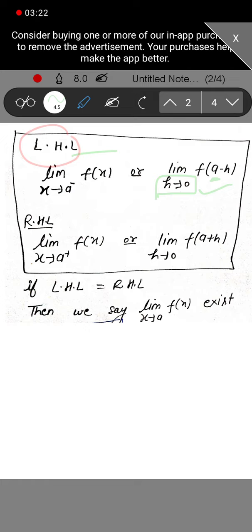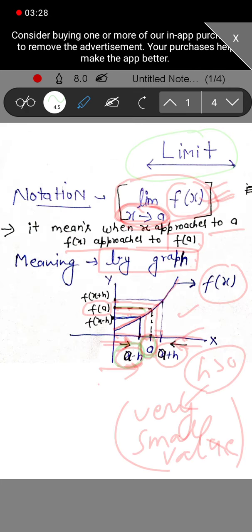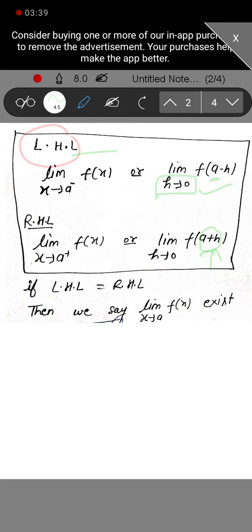And the right hand limit is evaluated when h is going to 0 from the a plus h side. A plus h side means what? From the right hand side of a. When from this side we approach a, again our graph goes to f(a). So this is called the left hand limit and this is called the right hand limit. You can observe there are two notations, and for evaluating the left and right limits we use these notations.